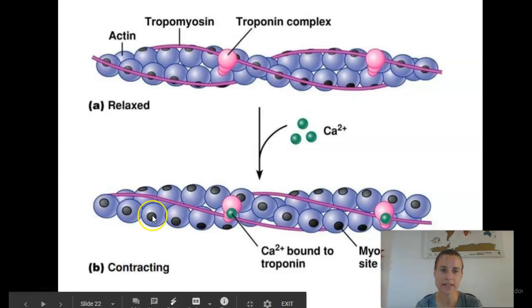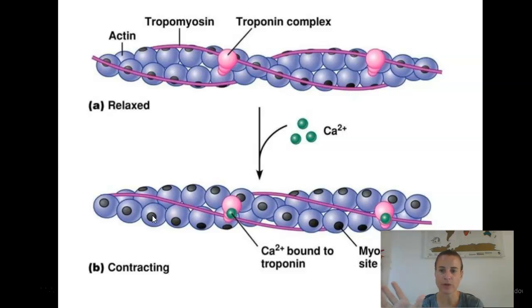The myosin heads will then attach to these binding sites, and the actin will be moved in towards the center of the myosin.